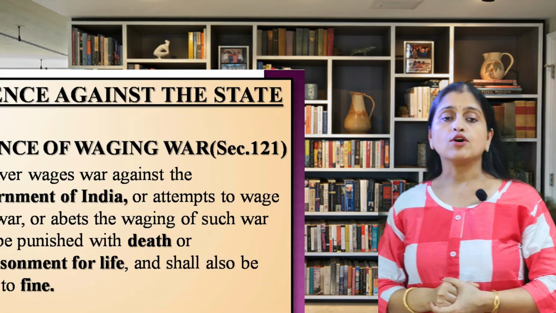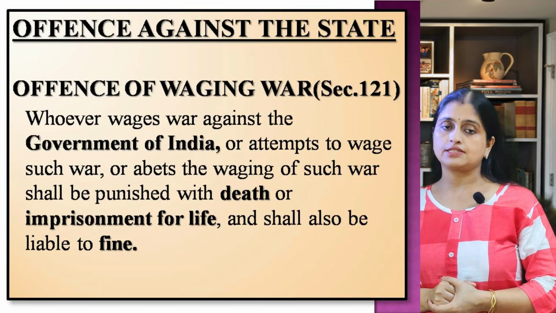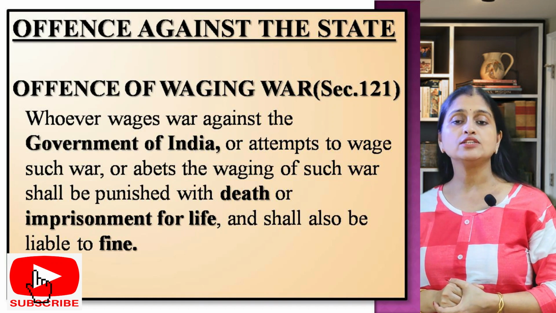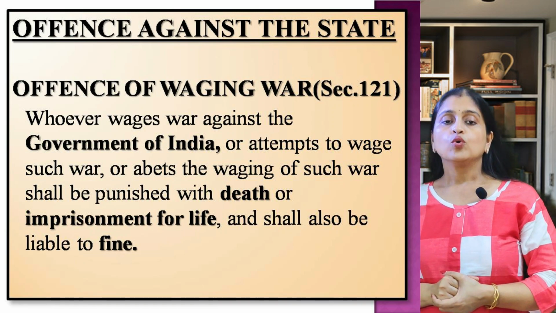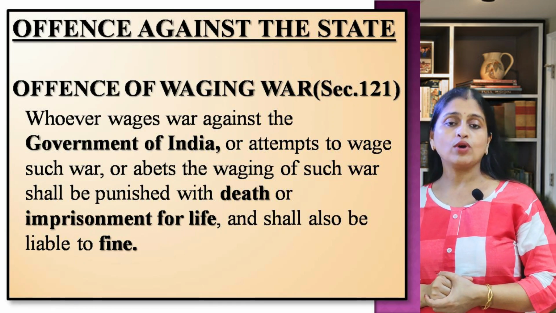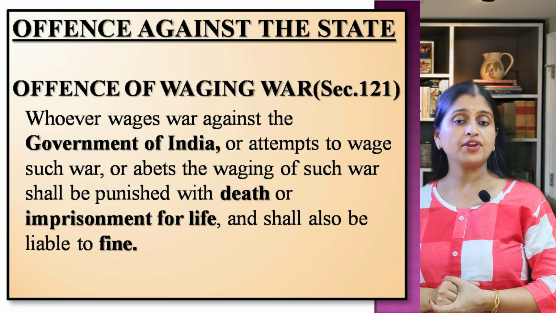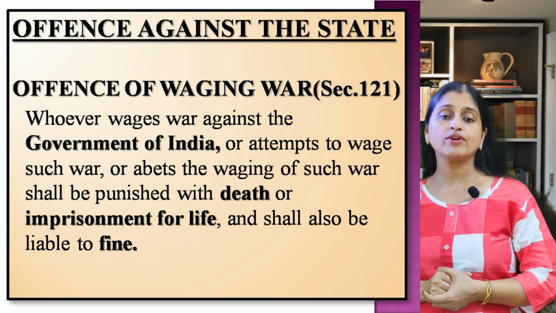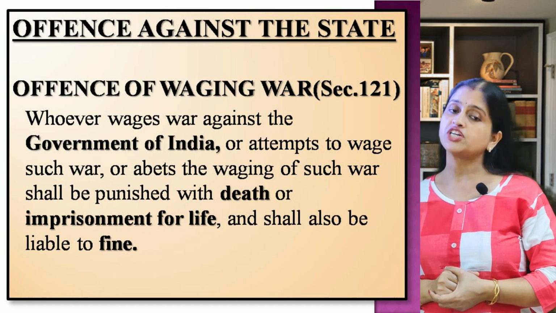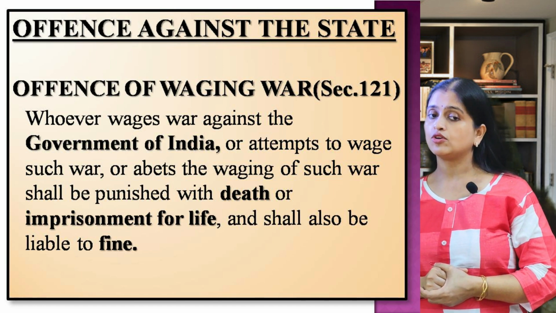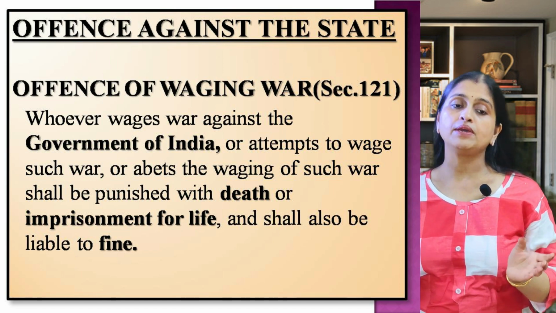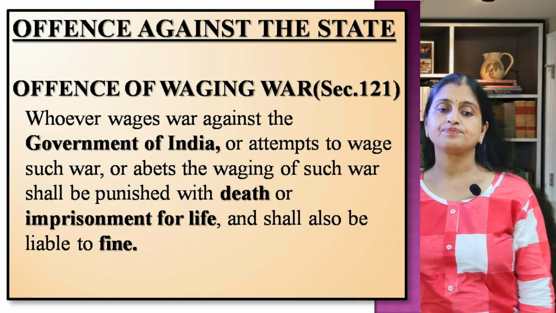Now we will discuss offence against the state. Offence of waging war, section 121. Whoever wages war against the government of India or attempts to wage such war or abets the waging of such war shall be punished with death or imprisonment for life and shall also be liable to fine.